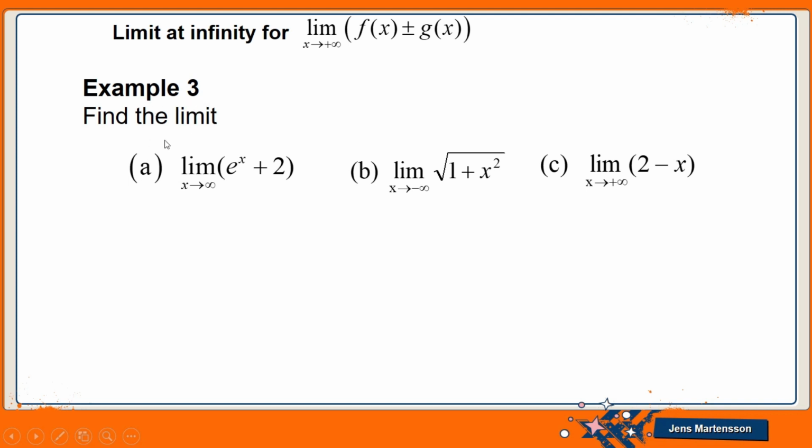Okay, look at example 3. Find the limit. A, the limit of e to the power of x plus 2 when x approaches infinity. B, the limit of square root of 1 plus x squared when x approaches negative infinity. And C, the limit of 2 minus x when x approaches positive infinity.